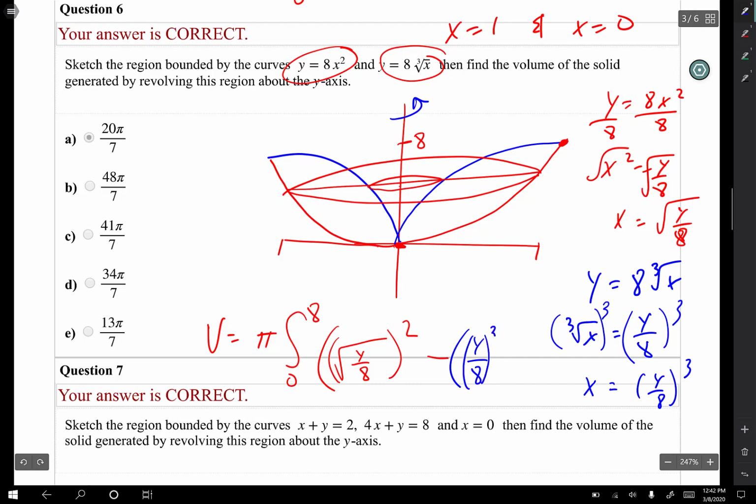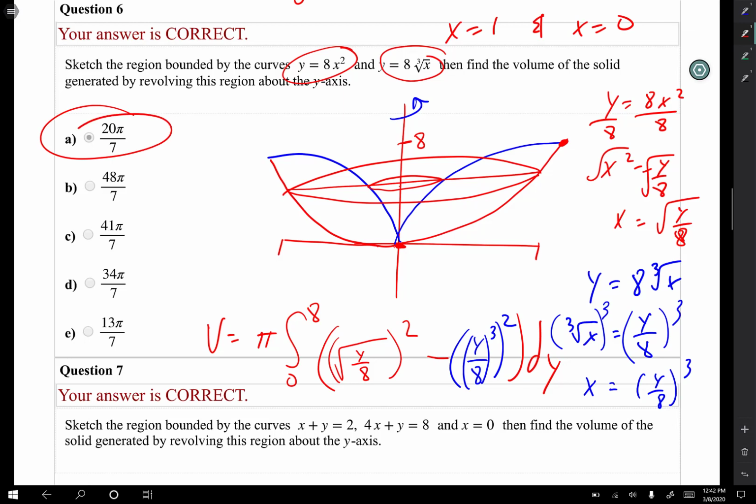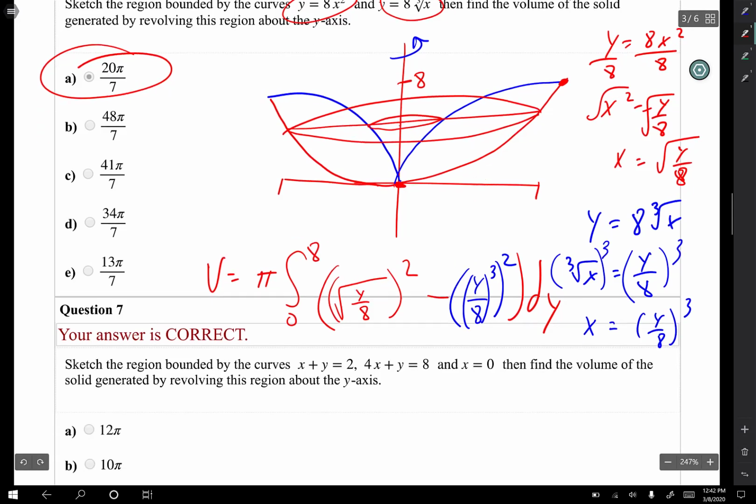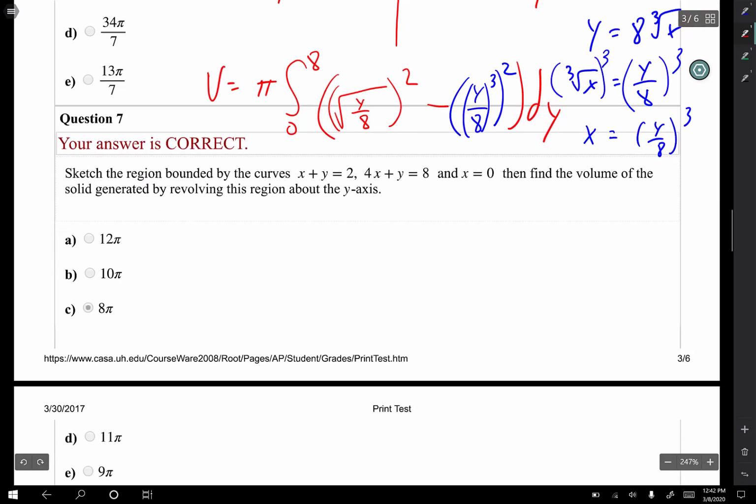I guess we can put 2 parentheses. Y over 8 cubed there, and then close it squared. And then close the whole shebang, dy. And there it is, guys. When you type it in the calculator, you'll get that. You don't need to type it in the calculator if you can do it by hand, but it'll make the job a lot easier there.